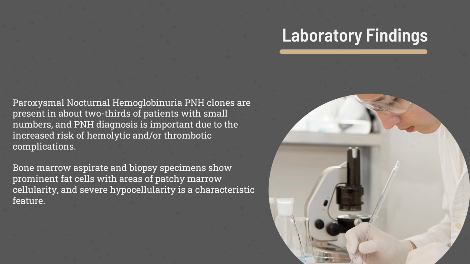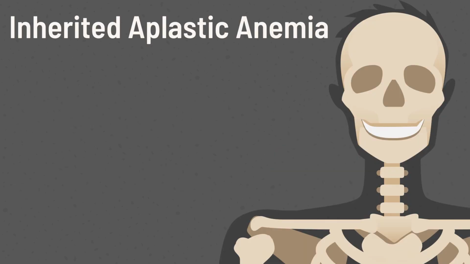Bone marrow aspirate and biopsy specimens show prominent fat cells with areas of patchy marrow cellularity, and severe hypocellularity is a characteristic feature. Inherited aplastic anemia. Compared to acquired aplastic anemia, individuals with inherited aplastic anemia typically develop symptoms at a younger age and may exhibit physical features that are specific to their condition.